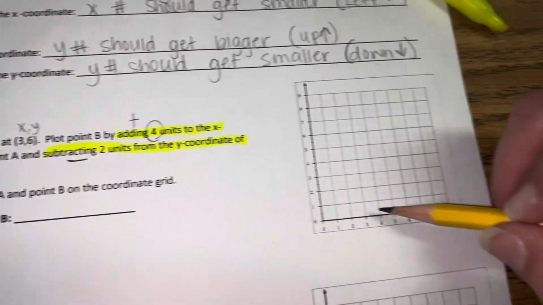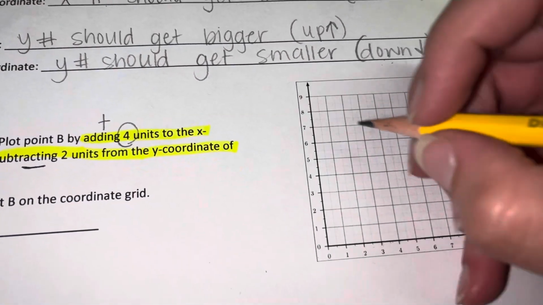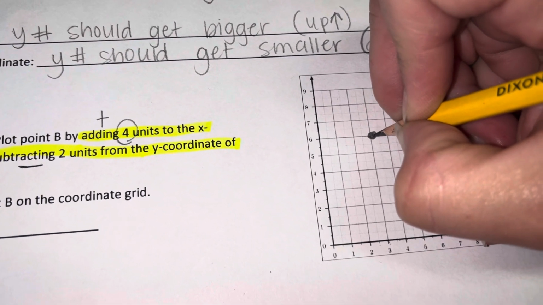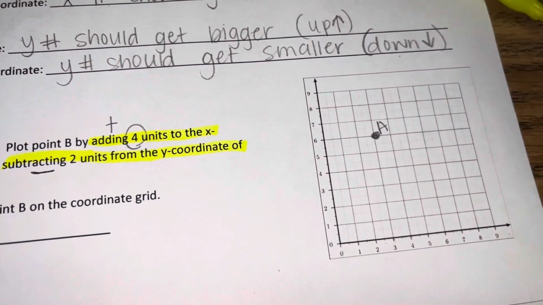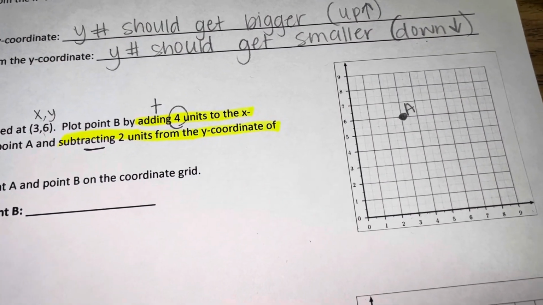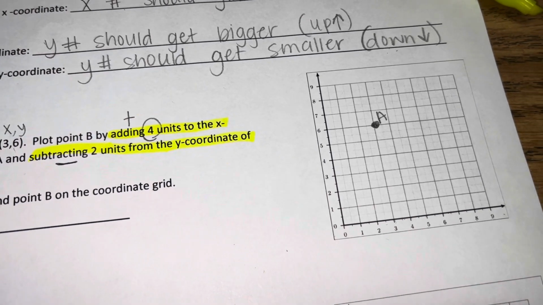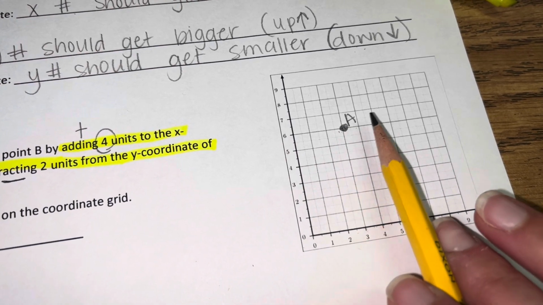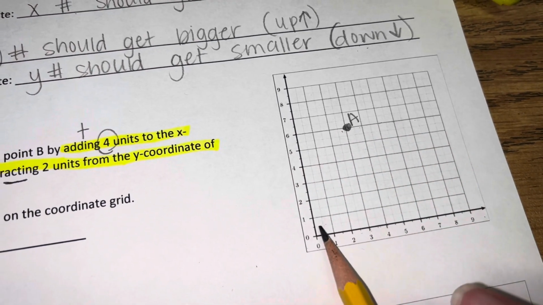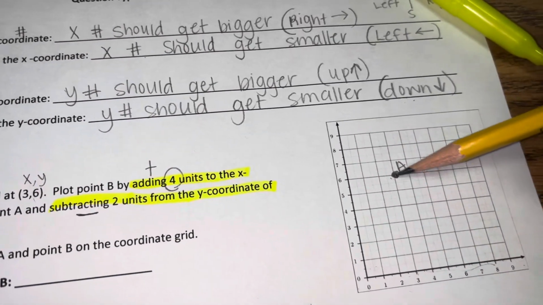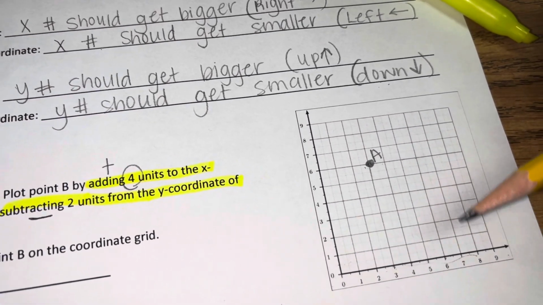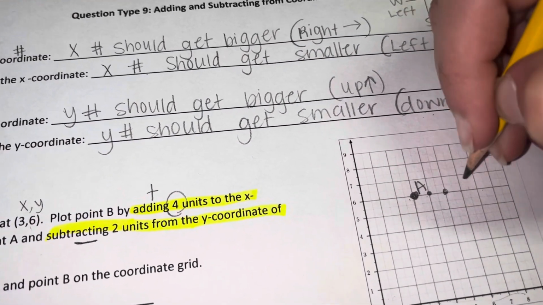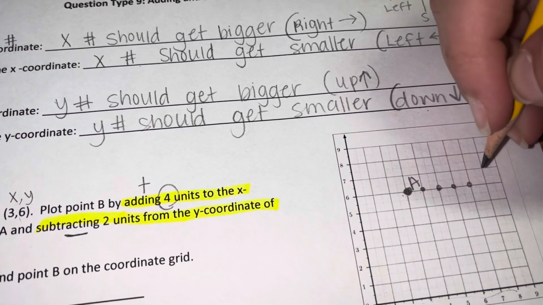So my x is 3, I'll start at 3. My y is 6. I'm going to move up to where 3 and 6 meet, and I'm going to put a dot there, and they're asking me to make that point A, so I'm going to label that as A. If I am adding 4 to my x, that means I'm going to continue to move over on my x-axis. Now I know the x-axis is on the bottom, but even if you want to drag your pencil down and move over from there, do that. So I'm going to add 4 to the x. So I'm going to move over 1, 2, 3, 4 times to the right.